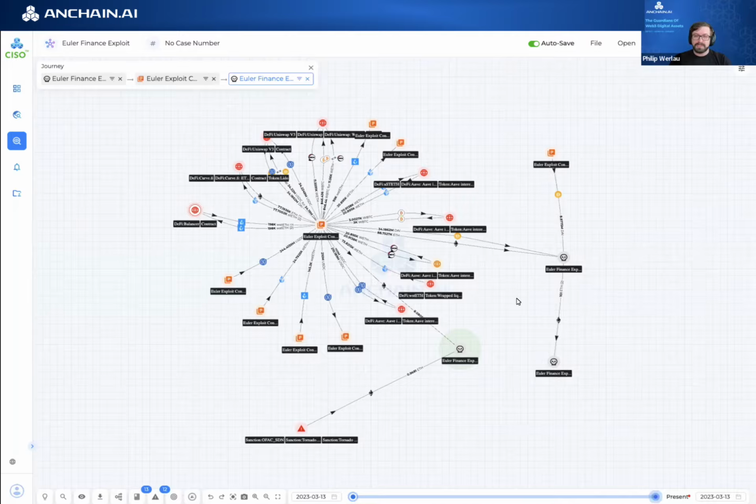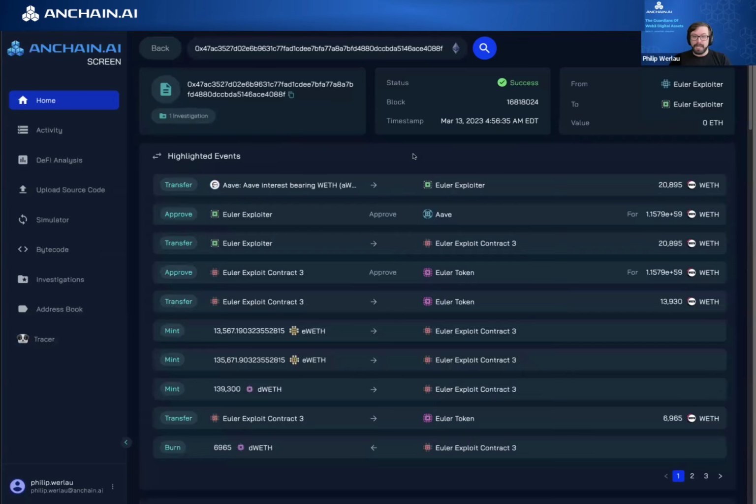This type of asset tracing is usually good enough for UTXO models like Bitcoin, but when we get into smart contract platforms like Ethereum, this doesn't reveal everything that's going on here. So we need to actually dig into one of these transactions to get a better understanding of what's going on. And that's where our screen platform really shines.